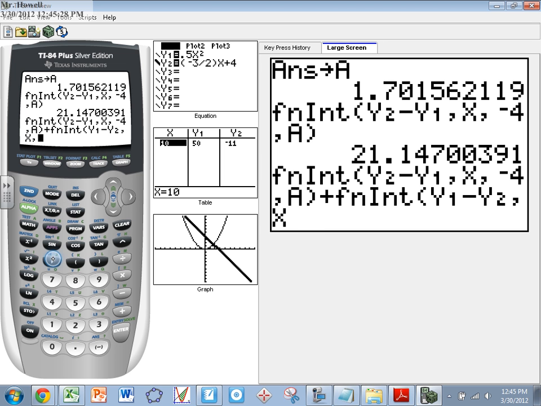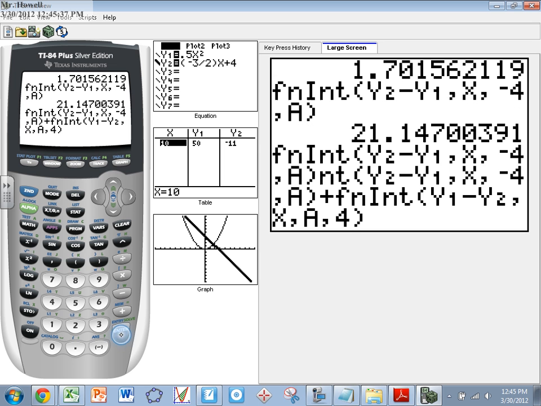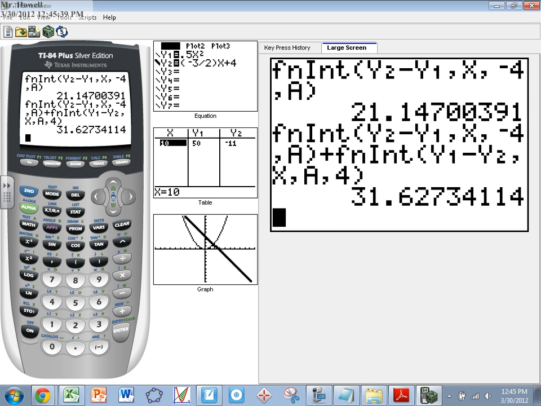Now where are we going from now? A, the intersection, to 4. You didn't memorize the numbers. And look at that. That's the area of those two regions.